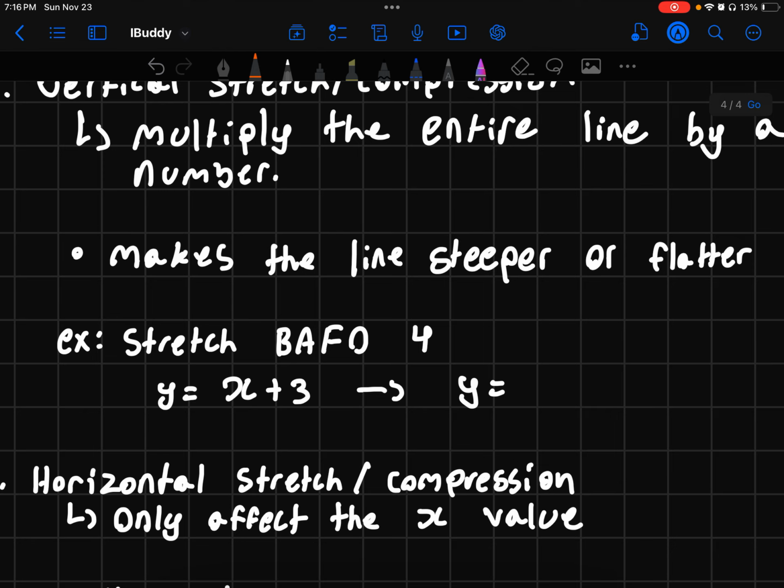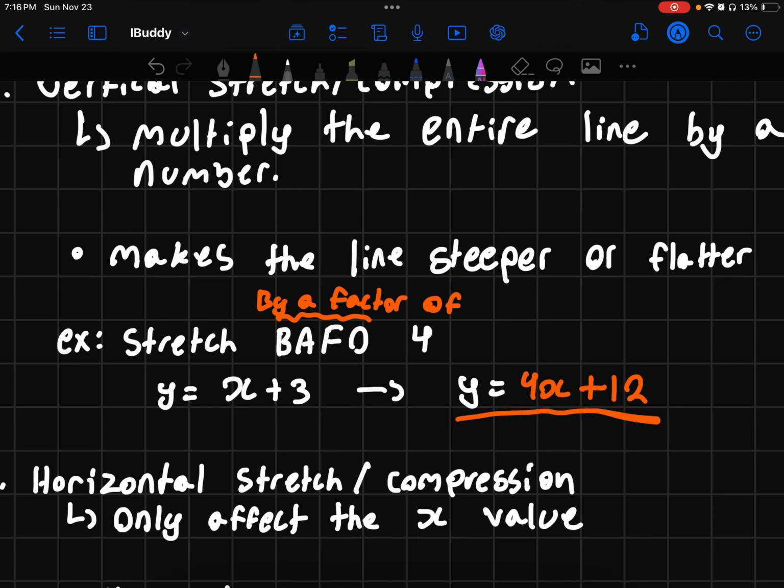And guys, by the way, BAFO, this means by a factor. By a factor of. So stretch by a factor of 4. So what we do here, we basically just multiply the whole line by 4. So we multiply x by 4, so that turns into y equals 4x, and multiply 3 by 4, which turns into plus 12. This would be the new equation. You just multiply every number by 4.